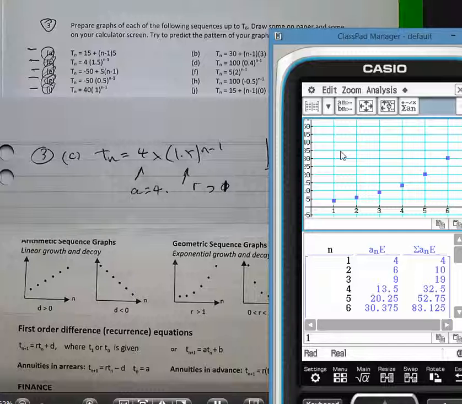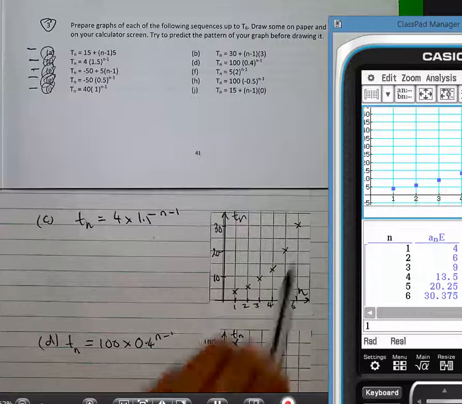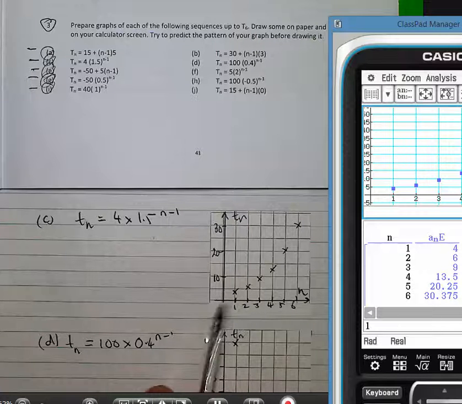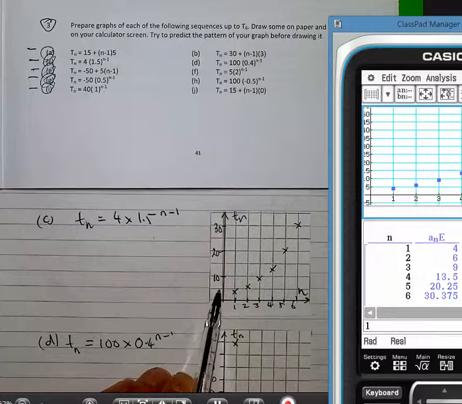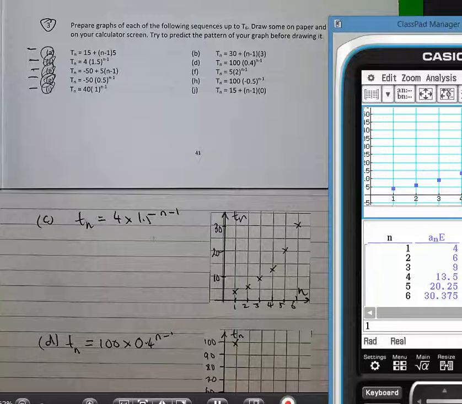So when you come to sketch it, you should have something looking like that. So choose an appropriate scaling. 1 to 6 might be in centimetre intervals. You could use a line interval on your page to show 5, 10, 15, 20, 25, 30, etc.